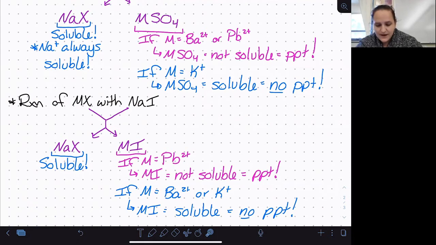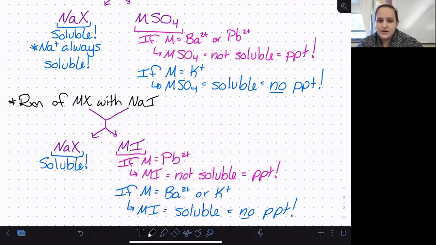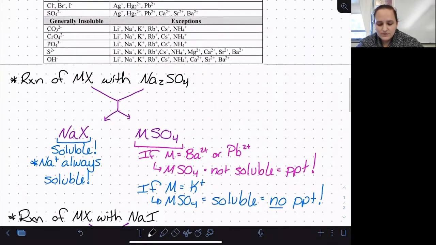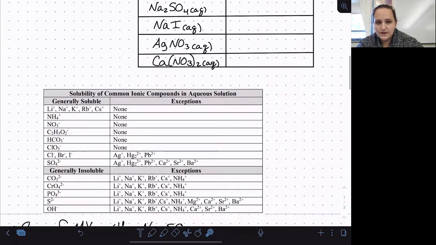So our first reaction helped us distinguish potassium from the other 2, and then the second reaction will help us distinguish between lead and barium. So we're kind of narrowing it down systematically to see which cation it is between these 2 reactions. And our other 2 reactions are going to help us sort out the anion. So the other ones we're doing are reactions with silver nitrate and with calcium nitrate.